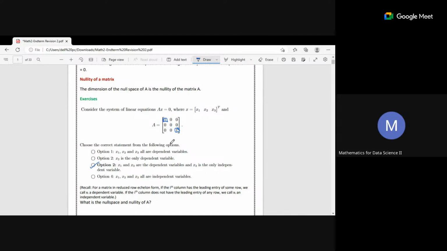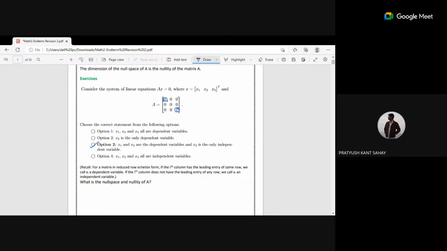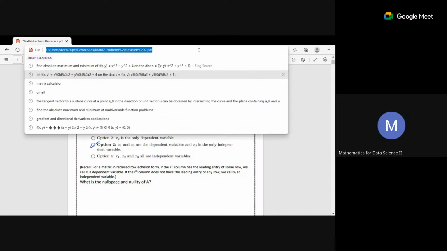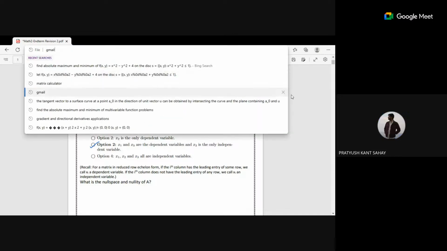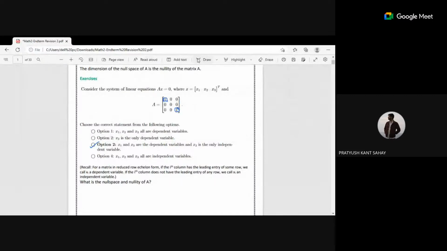So what is the null space and nullity of A here? 1 is the nullity of this matrix. What do you mean by 1 is the nullity? How do you say that? Because x2 is the independent variable. x1 and x3, two dependent variables, are there, and x2 is the independent variable.